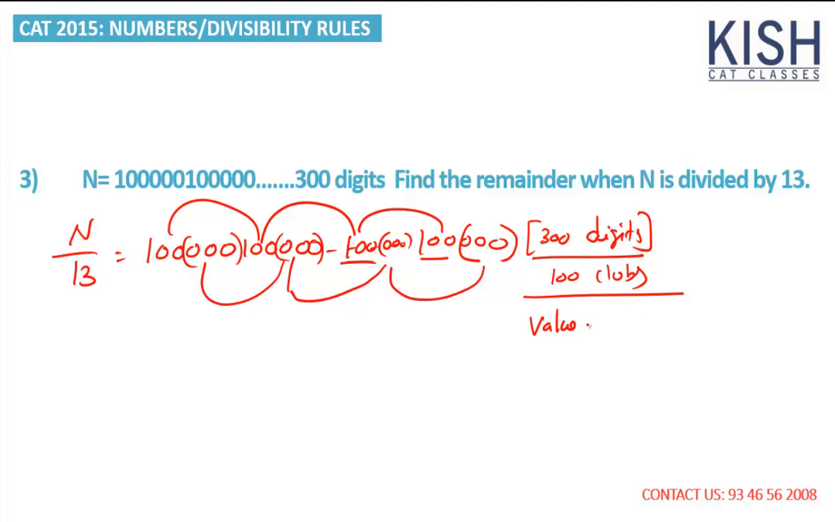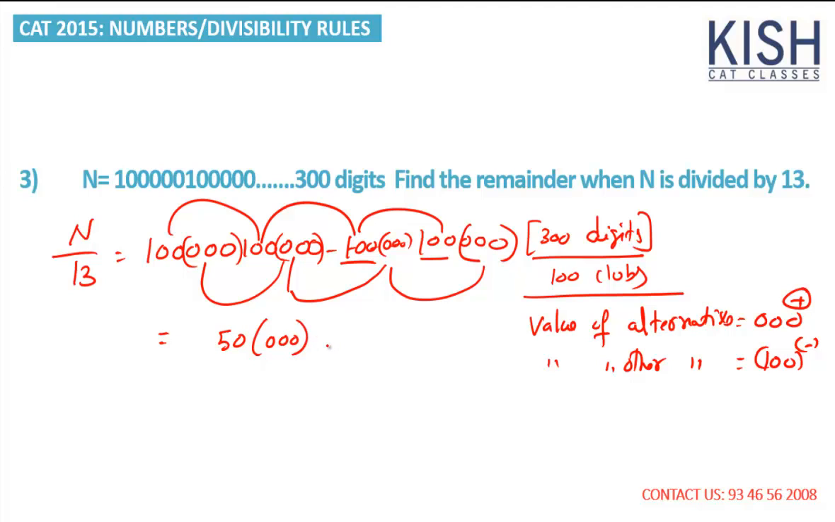Value of one alternative is 000, that will get plus sign because it started from the unit term. Value of the other alternative is 100, that will get minus sign. So it means there are 50 clubs where the value is 000 minus 50 clubs where the value is 100, divided by 13. So as a result, this will be minus 5000 divided by 13.